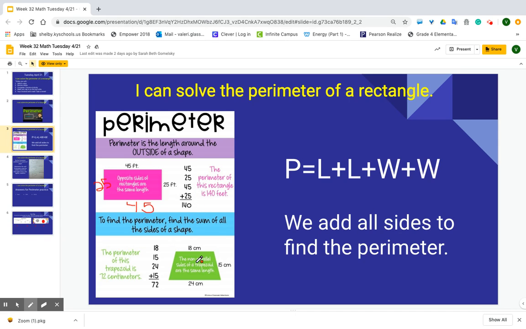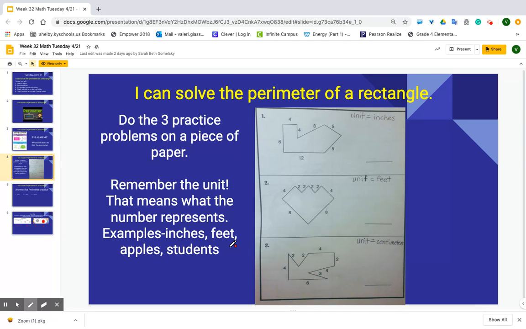Now you might get something that doesn't look like a rectangle, like this trapezoid. It's the same thing. See, the length of this side is 15 centimeters. It's going to be the same over here. So again, they added up all the sides to figure out what the perimeter was. Here's some practice. These look a little crazy because no side's really alike. However, it's the same thing. You're adding up this side plus this side plus this side. You're adding all these numbers up to get your answer.